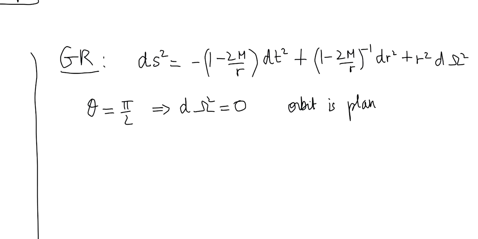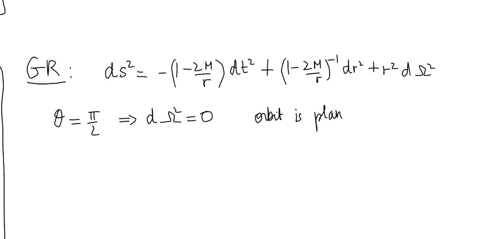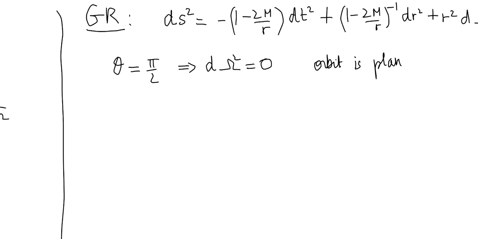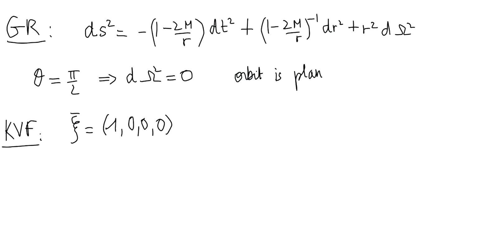All right, next thing we can see from this line element is that it does not depend on the time coordinate t and the angle coordinate phi. So we know that we have two Killing vector fields related to these symmetries. The first one is the time translational symmetry, related to the fact that the line element does not depend on t. And the second one is related to phi.